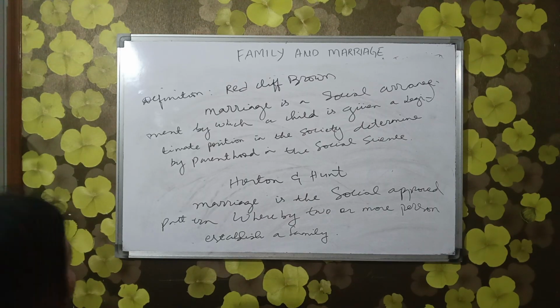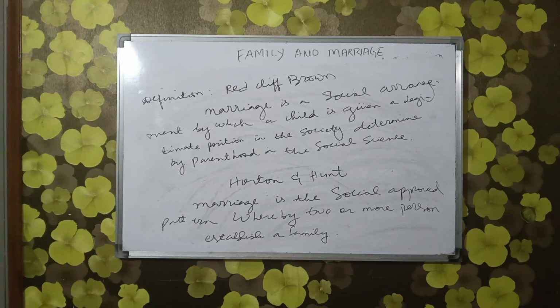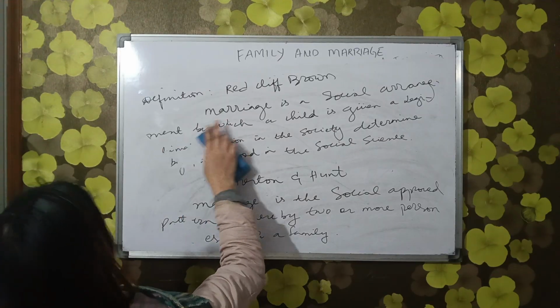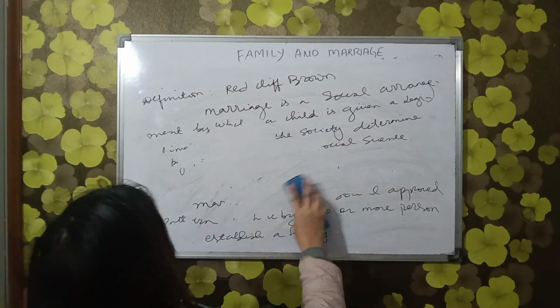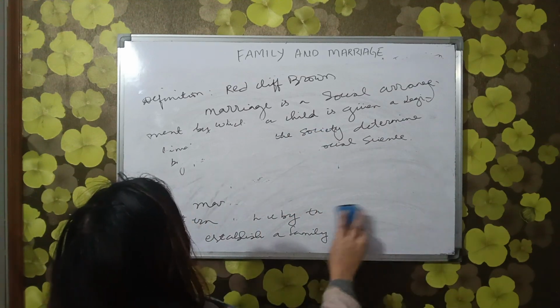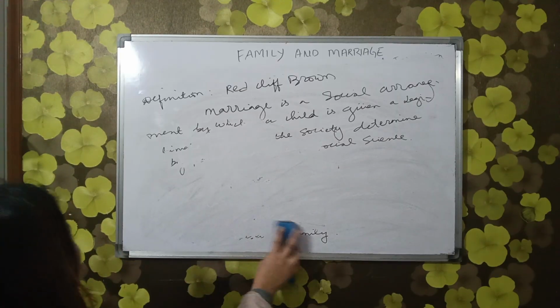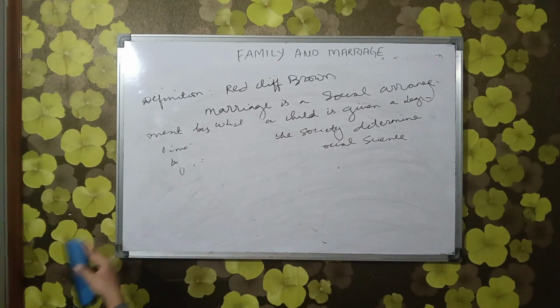And according to Radcliffe Brown, marriage is the social arrangement by which a child is given a legitimate position in the society, determined by parenthood in the social science. Next is the types of marriage. There are three types of marriage: monogamy, polygyny, and polyandry.